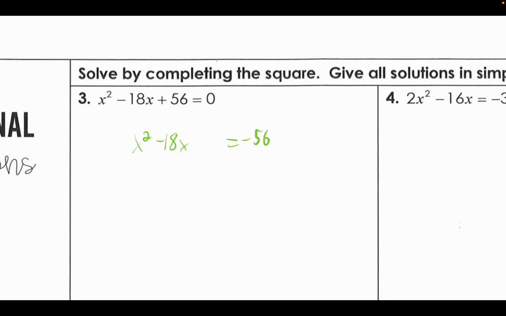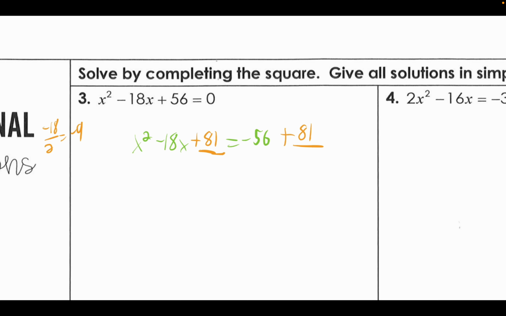Now you may notice I left an intentional blank here, because I know on my next step I'm adding something to both sides anyway. So I'm just going to go into plus blank and know that I'm going to be adding half of b squared on both sides. So I note that half of negative 18 is negative 9. And if I square negative 9, I get 81. So I'm going to write 81 on both sides. And that's because negative 9 times negative 9 is positive 81.